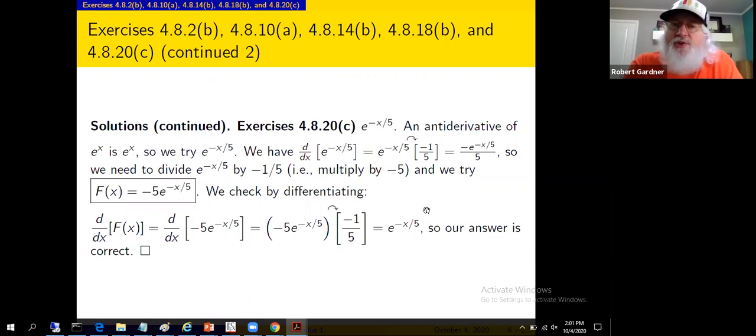What about tangent? Can you integrate tangent? Is that the derivative of something? I don't think tangent is. Maybe tangent squared.